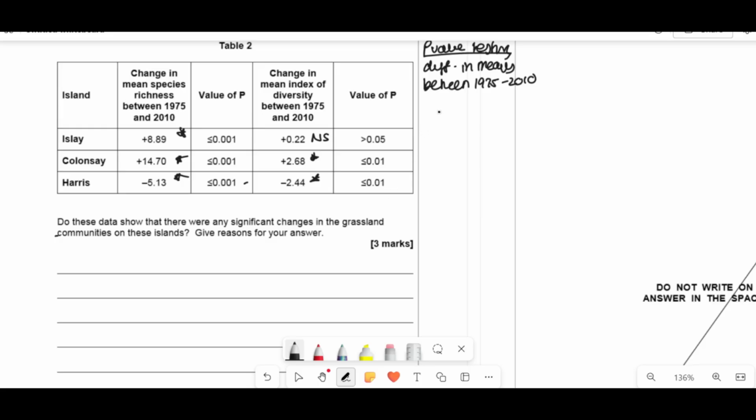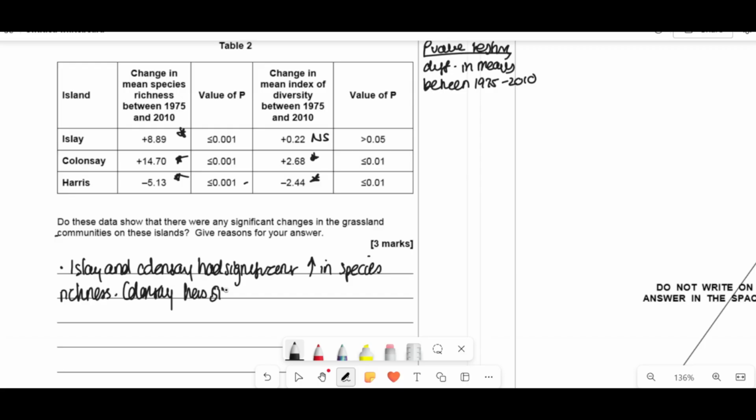It's significant as well, sorry. So then, for each one of them, that's what you're going to say. So group them if you can. Islay and Columns A had significant increases in species richness. Collins A had a significant increase in the index of diversity, D for short, but not Islay. And then Harris had a significant decrease in both species richness and the index of diversity, right?